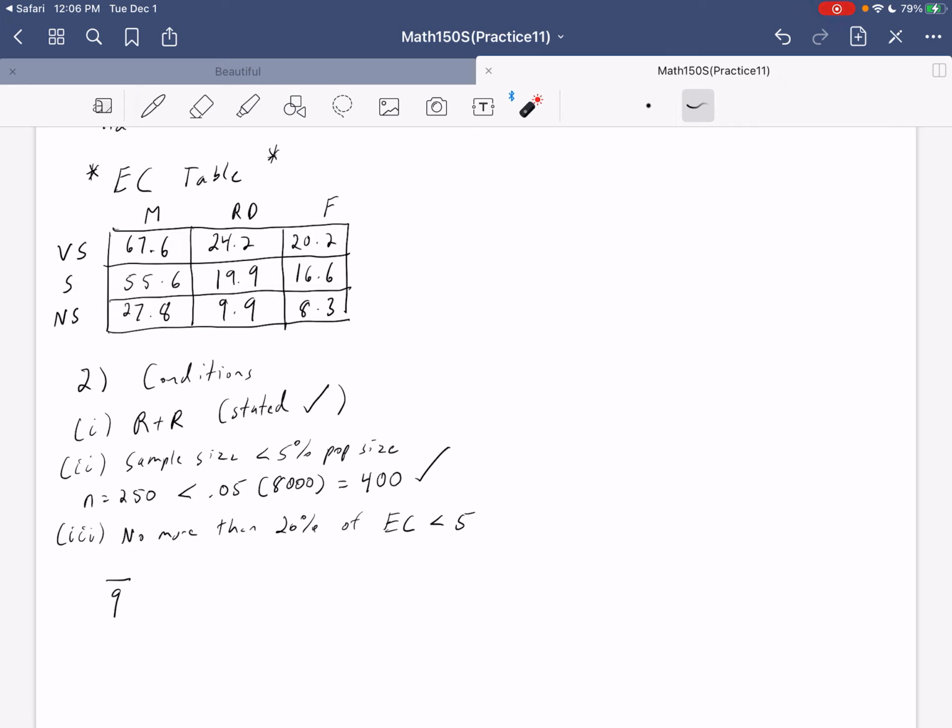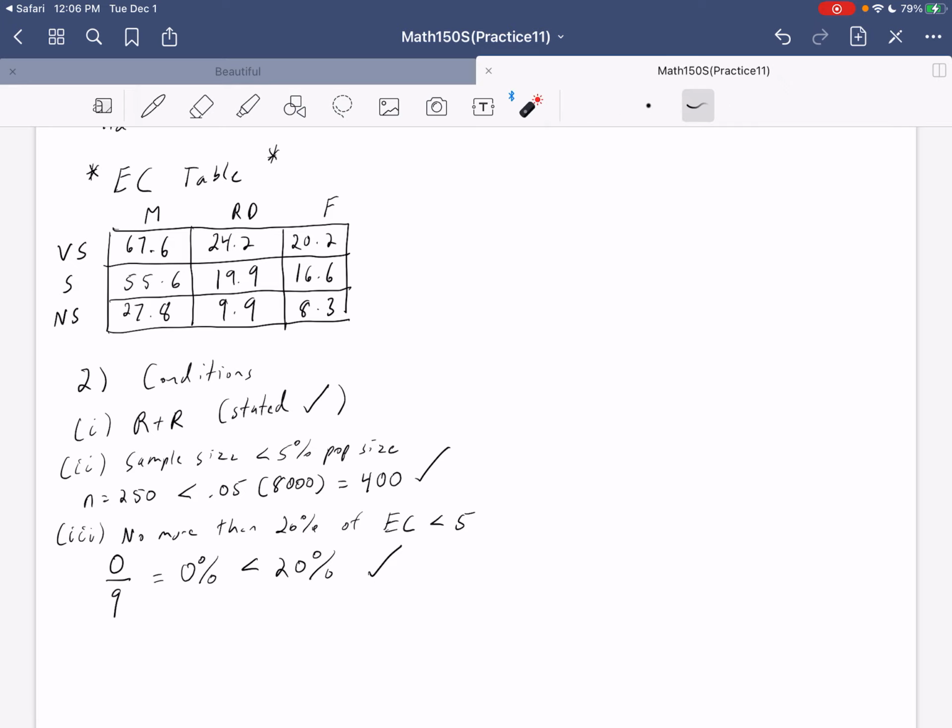Out of those 9 expected counts, how many were less than 5? Well, the lowest expected count we had was 8.3. That's still not less than 5. So we had 0 out of our 9 expected counts less than 5. 0 out of 9 is 0%, and that is certainly less than 20%. So we are all good there.